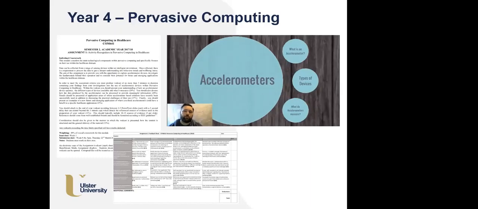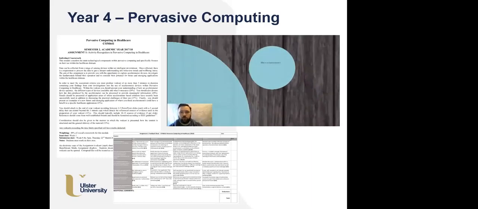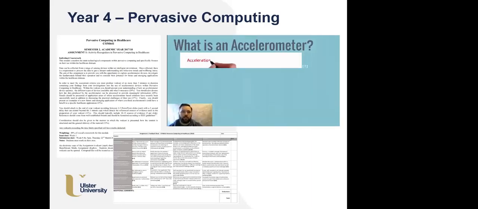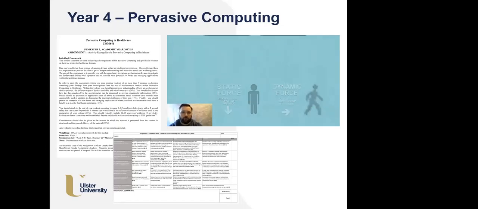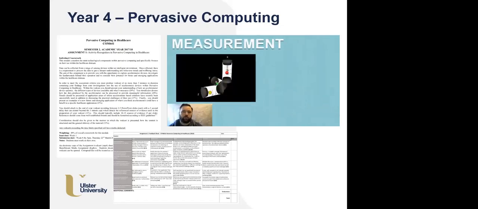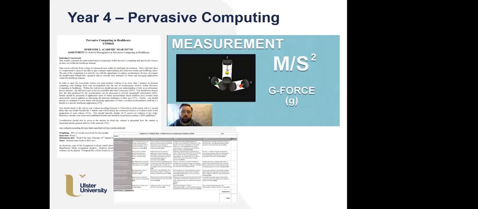Accelerometers are sensors used to measure acceleration forces of an object. Acceleration is the measurement of the change in velocity, and these forces can either be static or dynamic. Most commonly, measurement is done on 3 axes, in either meters per second squared or in g-forces.